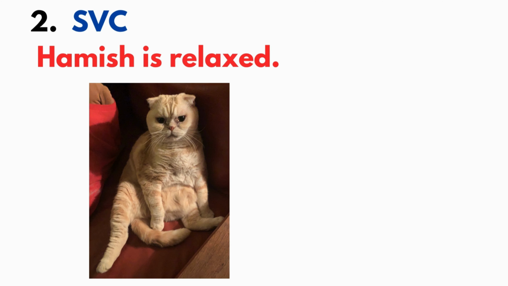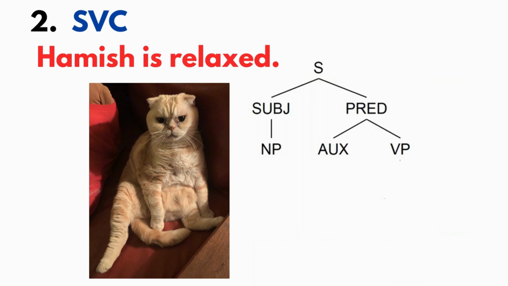Let's look at our first sentence. Hamish is relaxed. To diagram this, let's use the same structural elements as last time. And let's begin by elaborating the noun phrase, which in this case is a proper noun. So we'll just use N for noun to derive the name Hamish. All right, now on to the auxiliary. The verb tense this time is not past but present, and we'll note that here. Next up, the verb phrase.